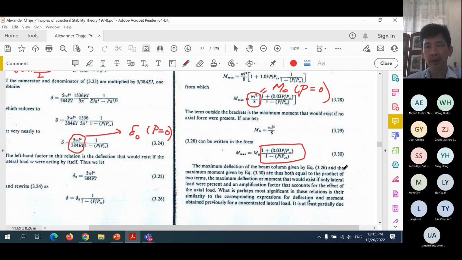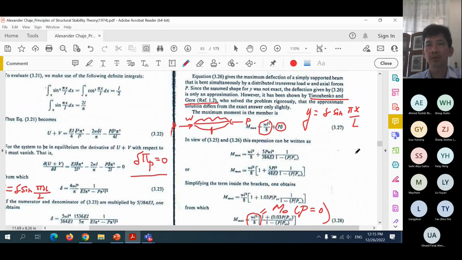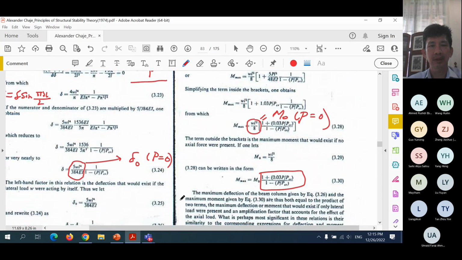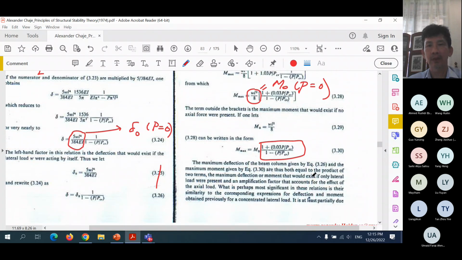So the maximum deflection for the beam column, I would like you to go through this after this and get to know better what the full description is here. The maximum deflection of the beam column is given by 3.26. 3.26 is deflection, yeah? Deflection is here. 3.26 and 3.30 are thus both equal to the product of two terms: the maximum deflection or moment in the case of P equal to 0, multiplied with an amplification factor, which considers the effect of the axial load.